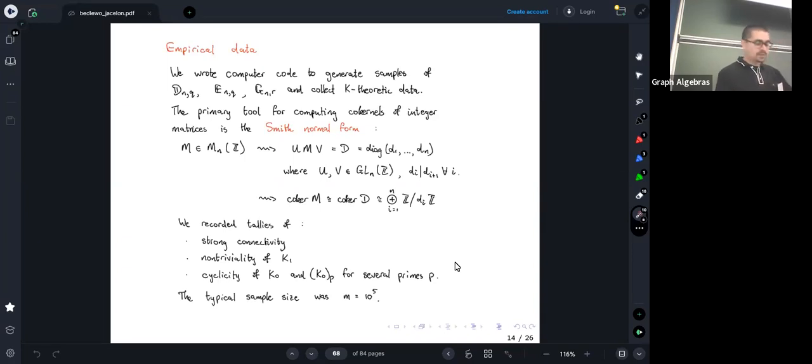And typically we did this for samples of 100,000. Did this for many different n's and r's and p's and q's. A lot of computing time went into it.